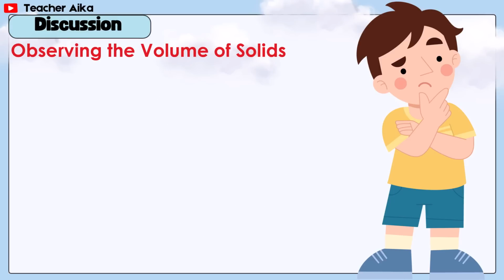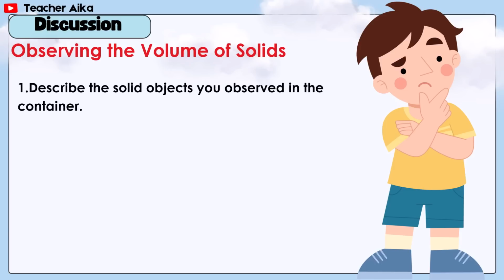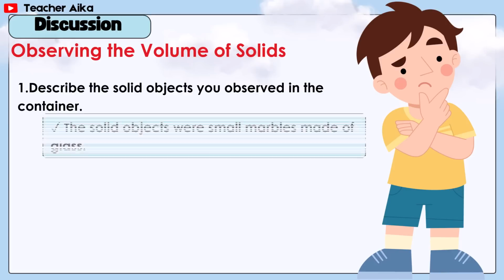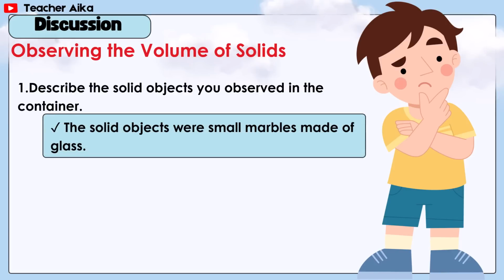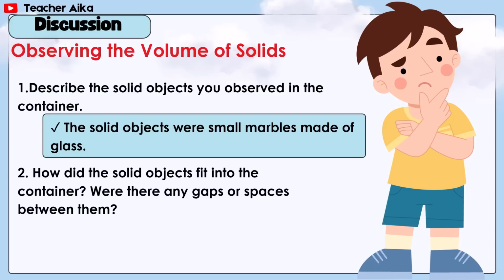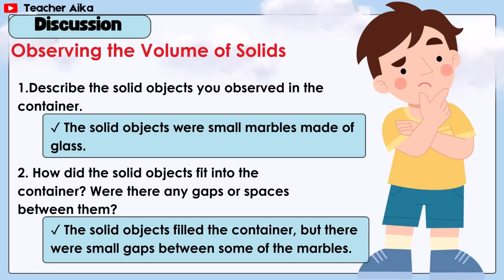Let's have a discussion. Observing the volume of solids. 1. Describe the solid objects you observed in the container. Answer: the solid objects were small marbles made of glass. 2. How did the solid objects fit into the container? Were there any gaps or spaces between them? Answer: the solid objects filled the container, but there were small gaps between some of the marbles.